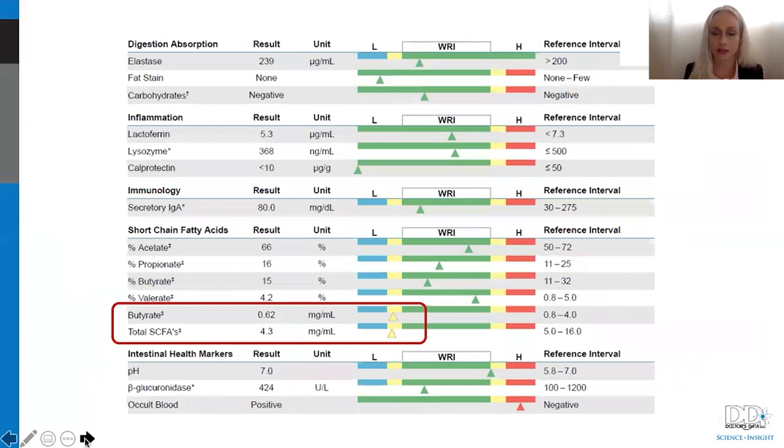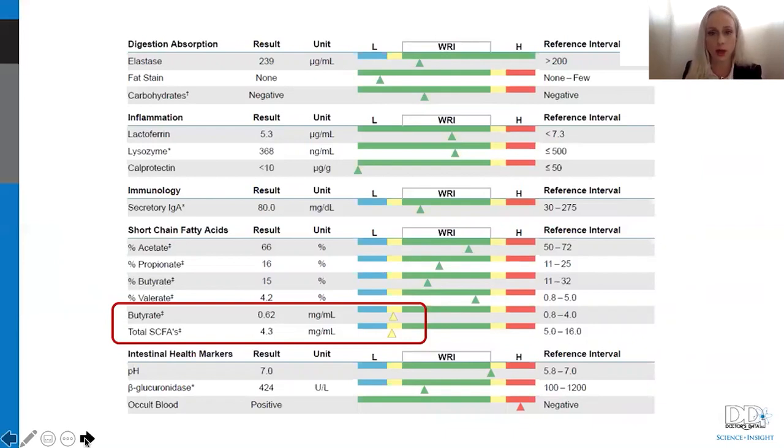Now, here we see for this carnivore diet patient, we do see that this patient is a little bit lower in butyrate, and they're also lower in total short-chain fatty acids. So those are definitely low, and they are low within elastase. And we do see a positive occult blood here from the carnivore diet. So I'm wondering if that is due to the meat from the carnivore diet, or if there is other pathology going on here. So you want to retest in 4 weeks.